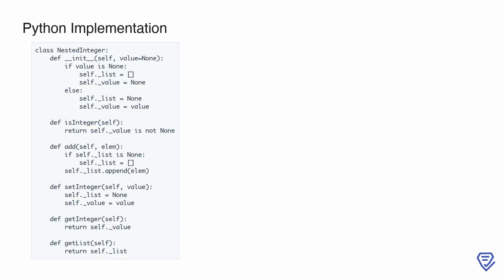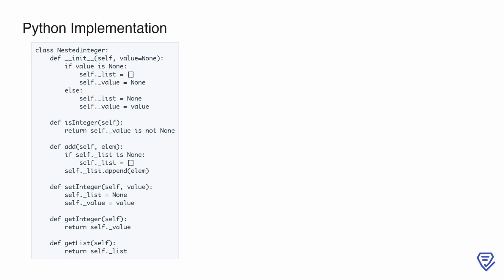Here, we're defining a class called NestedInteger, which will be the building block for our solution. The constructor __init__ initializes an instance. If no value is provided, it sets up an empty list to represent a nested structure. If a value is given, it assumes this instance represents a single integer. The isInteger method checks whether the instance holds a single integer or a nested list. The add method allows us to append elements to the nested list, ensuring that the internal structure is set to a list if it wasn't already.